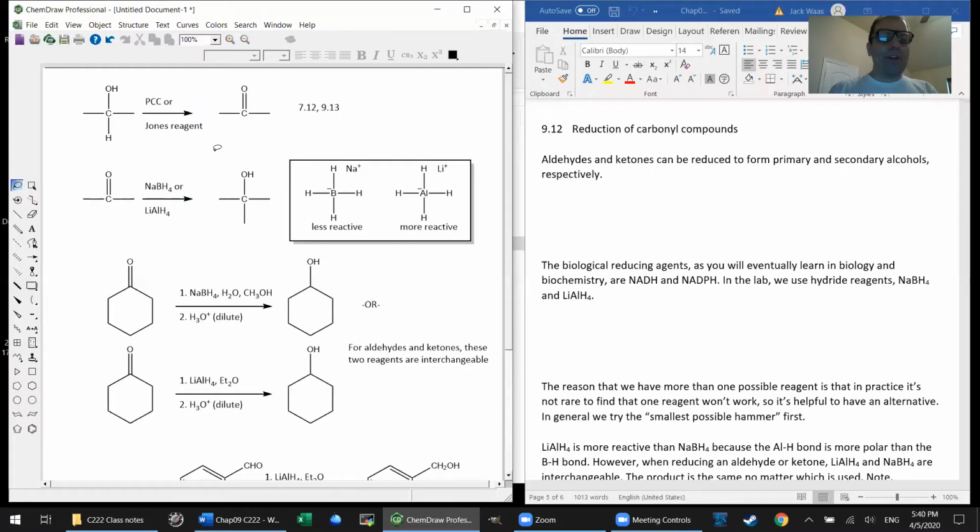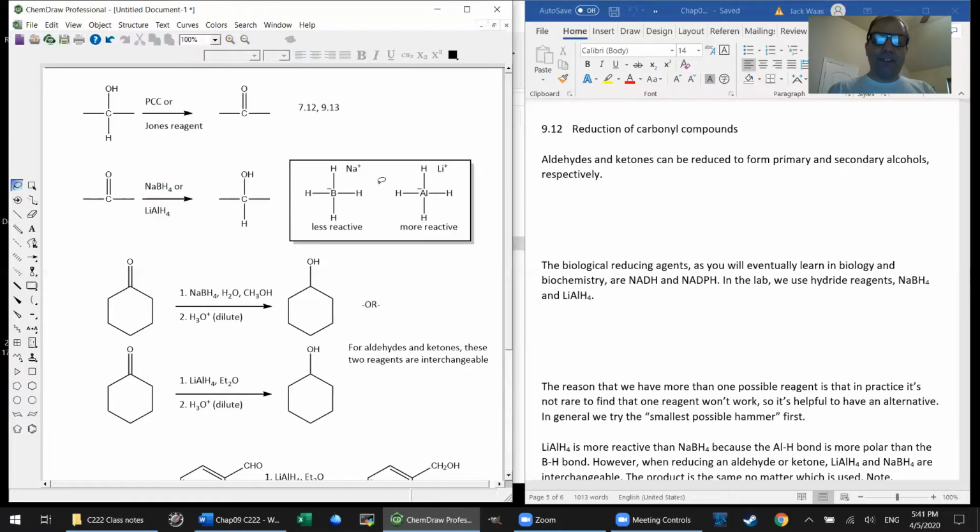So what if you wanted to do the opposite? What if you wanted to reduce a carbonyl compound to the corresponding alcohol? This needs a hydrogen. That's much better. There we go. That can be done with a hydride reagent. And we're going to learn about two of them, sodium borohydride and lithium aluminum hydride. And the structures of these two compounds are, as you see here.